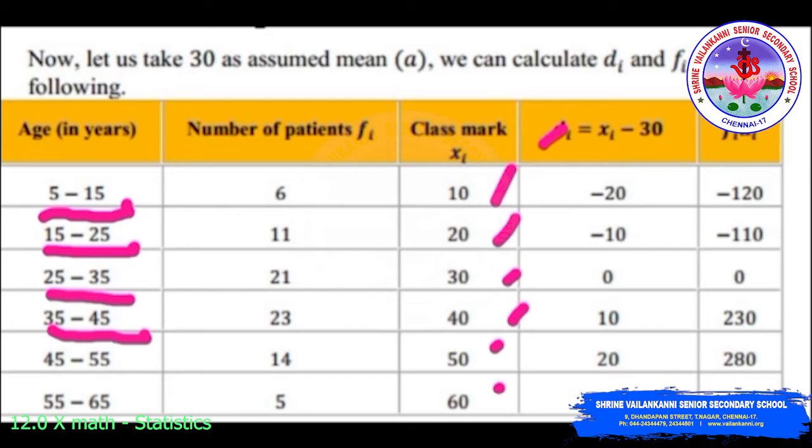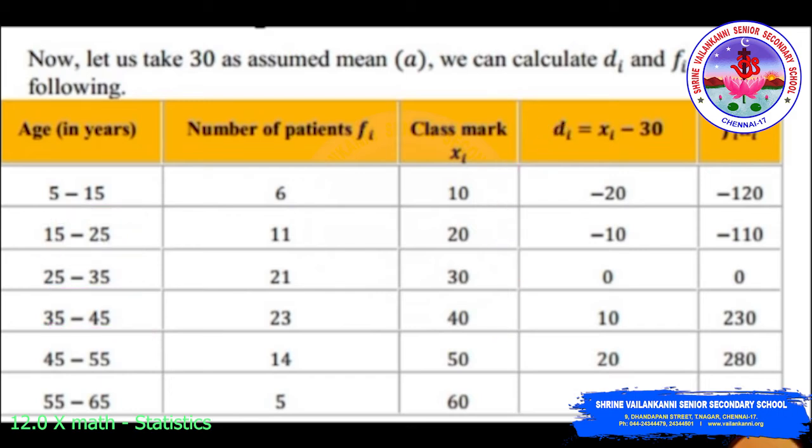Coming to the di column, where di can be obtained by subtracting the assumed mean from xi. Since I have 6 values, I can select either 30 or 40 as a middle value as our assumed mean. So I am selecting 30. So I am writing xi minus 30.